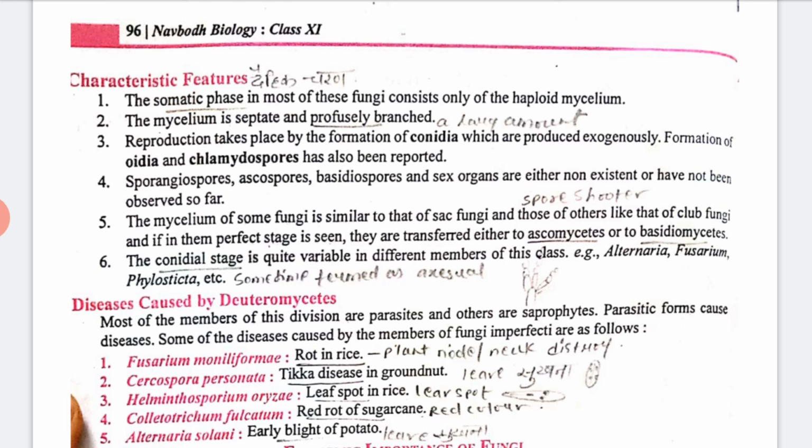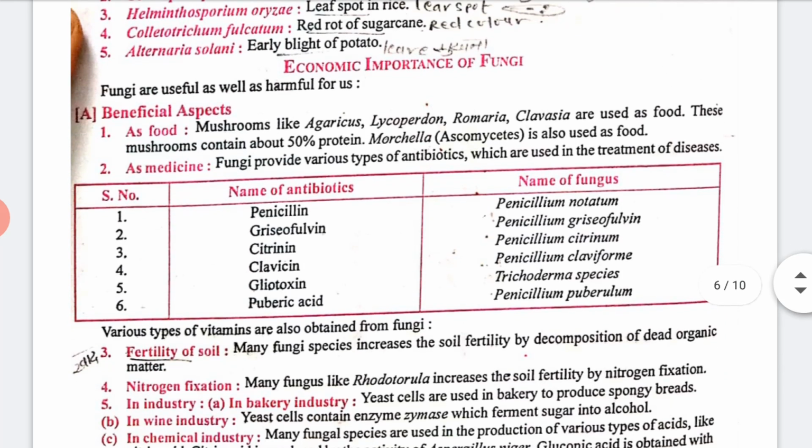Now, next we have the economic importance of fungi. First, let us start with the fact that fungi are useful as well as harmful. As food, there are mushrooms, and many examples like Agaricus and Lycoperdon, which are also used as food. These mushrooms contain about 50% protein. In the field of medicines, they also play a very important role. Fungi provide various types of antibiotics which are used in the treatment of diseases.